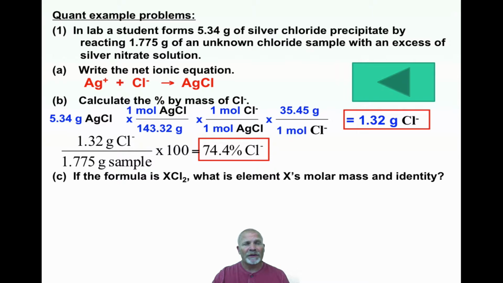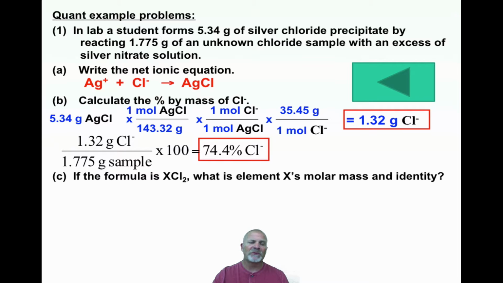Next, we've done a problem like this before. This is a great problem. Well, now the formula is XCl2. What's your X? What we need to actually get is its molar mass. We're going to use the periodic table to go backwards. Now, instead of using a periodic table to get the molar mass, we're going to get the molar mass and go back in and use it to identify the element.